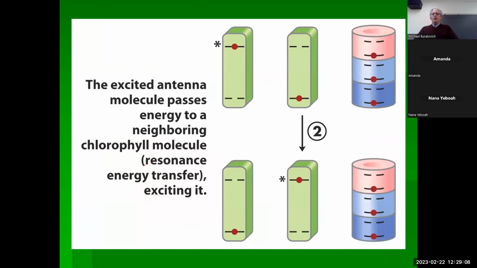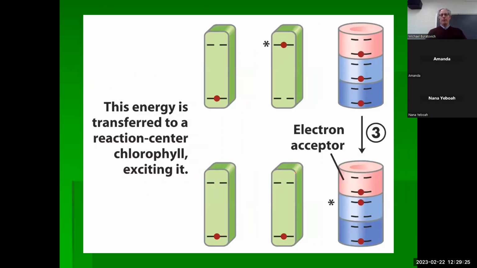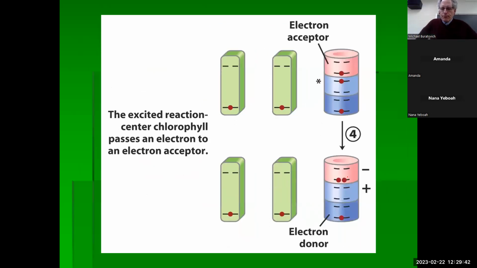So the electron passes from the accessory pigment. That electron goes back down. The photon gets transferred to the reaction center chlorophyll. It goes up, and now the electron is going to leave. And it will leave and go to an electron acceptor right here. So the reaction center chlorophyll will reduce this electron acceptor. This electron acceptor is on the same side of the membrane as chlorophyll. So now that electron acceptor gets reduced. It's now negatively charged.